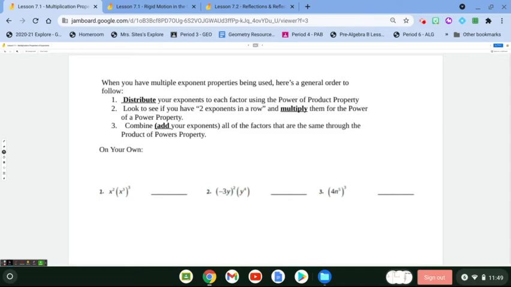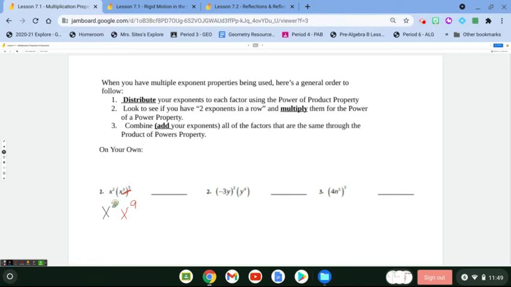So for question number 1, you've got x to the second, and then we have the quantity of x to the third raised to the third. So I don't see anything that looks like that previous problem. So I'm going to move on to step 2. I do see those two exponents in a row right here. So that means I'm going to be multiplying those together. So I would have x to the 9th power, and I'm going to bring down the x to the second.